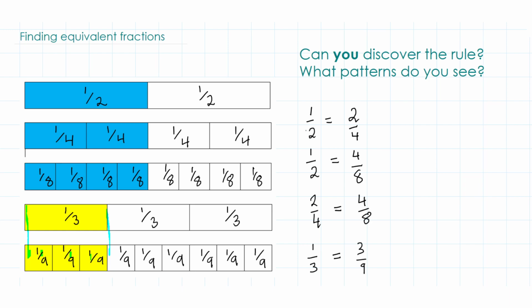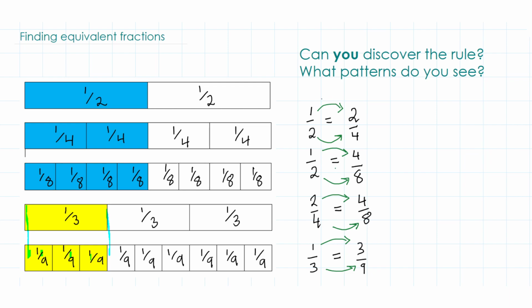Finally, we're going to talk about that rule for finding equivalent fractions. Did you find your own rule? Did you discover a pattern? I'll give you a final clue if you need it. Compare the numerators and the denominators in equivalent fractions. What do you notice? What patterns do you see? Do you see anything? So let's see.